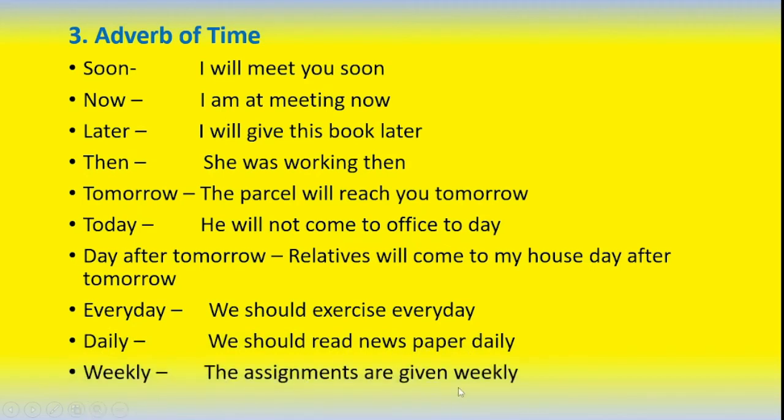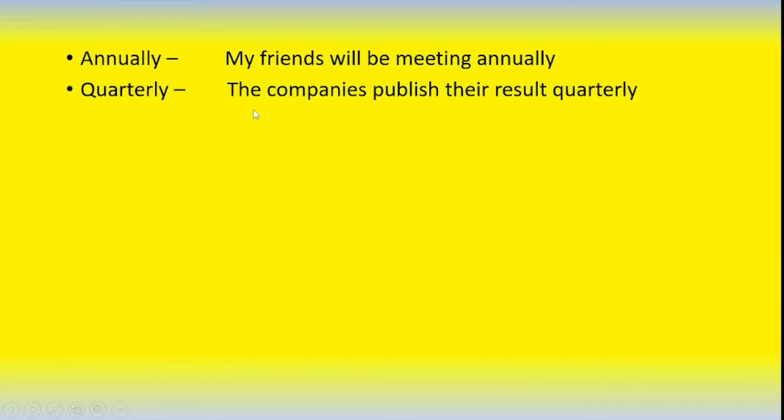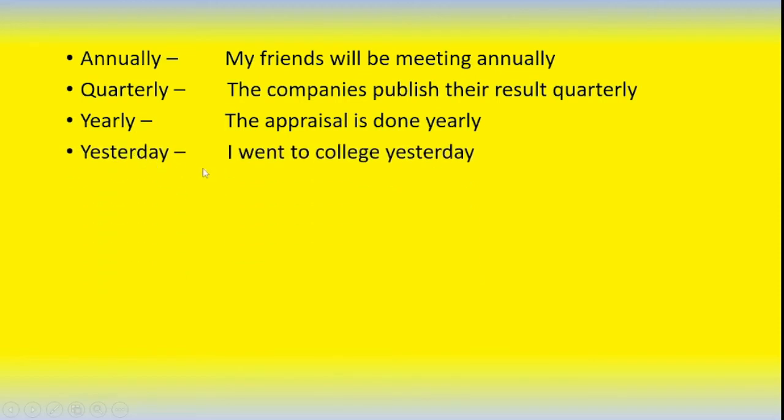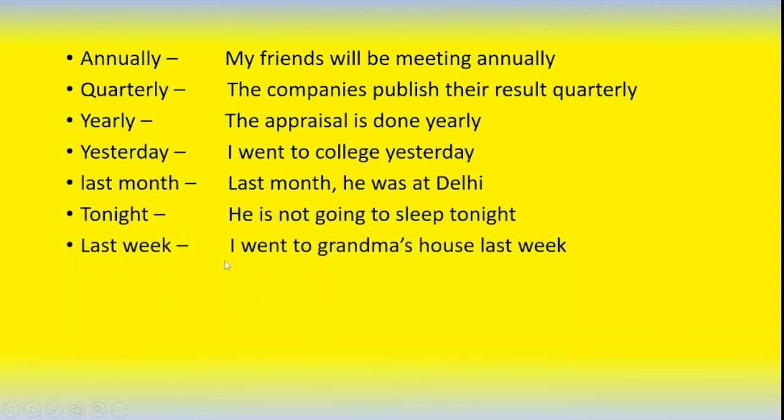Weekly. The assignments are given weekly. Annually. My friends will be meeting annually. Quarterly. The companies publish their results quarterly. Yearly. The appraisal is done yearly. Yesterday. I went to college yesterday. Last month. He was at Delhi. Tonight. He is not going to sleep tonight. Last week. I went to grandma's house last week.